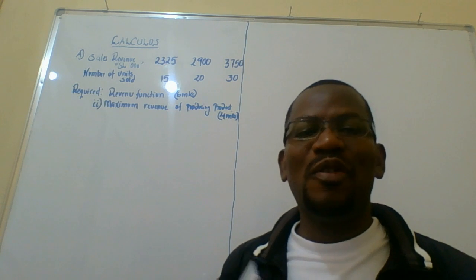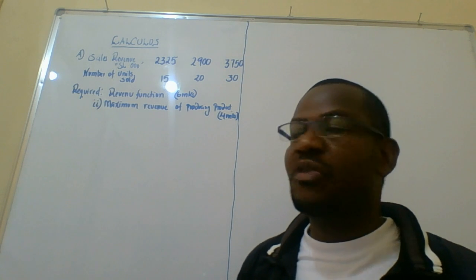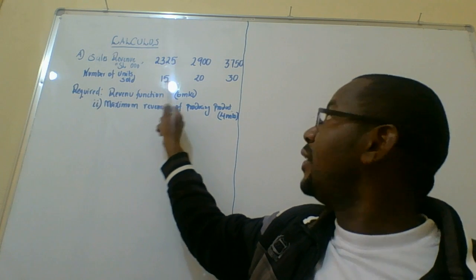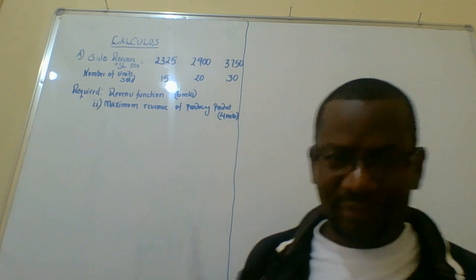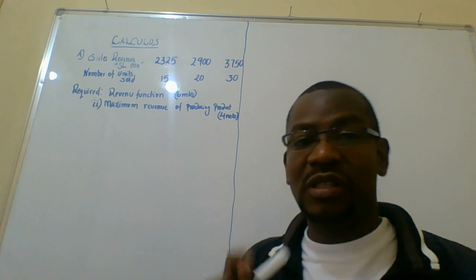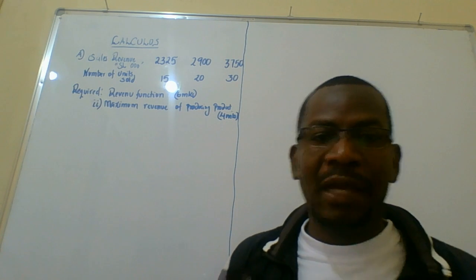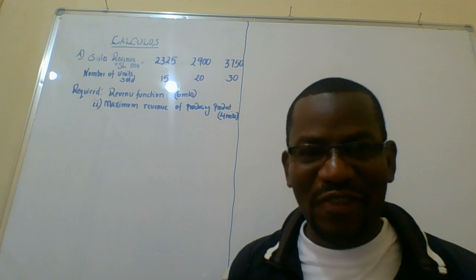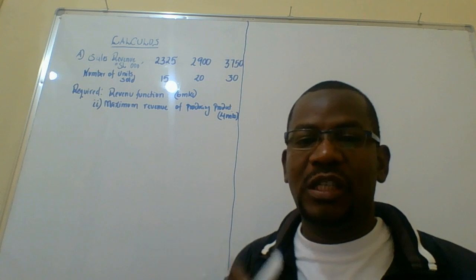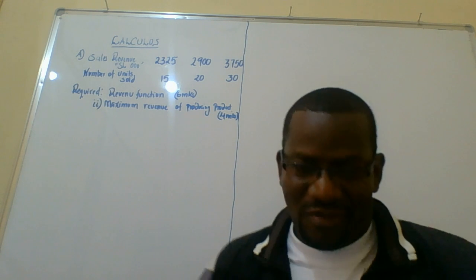Then you have been given the number of units sold to acquire the sales. In the first instance, the number of units sold is 15, then 20, then 30. But now you are required to come up with the revenue function for 6 months. Two, you are required to come up with the maximum revenue for producing the product, which means you must calculate the quantity Q, then substitute it in the revenue function to get the maximum revenue.